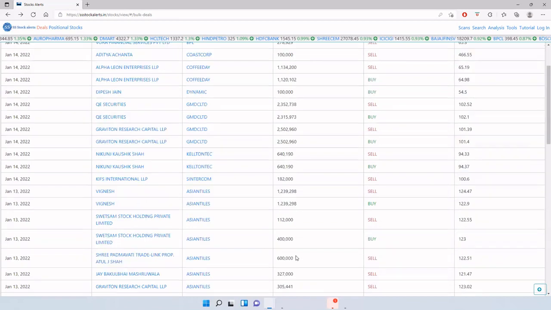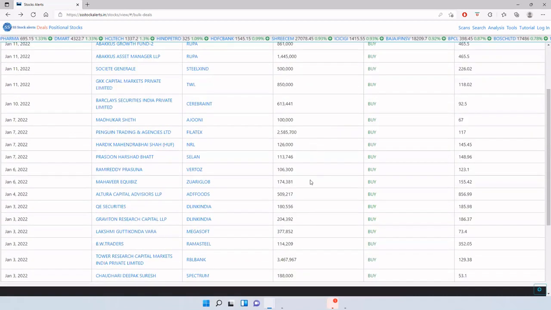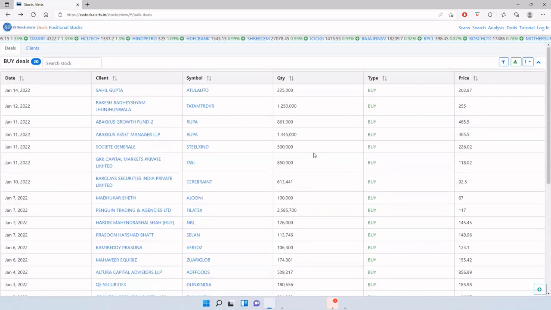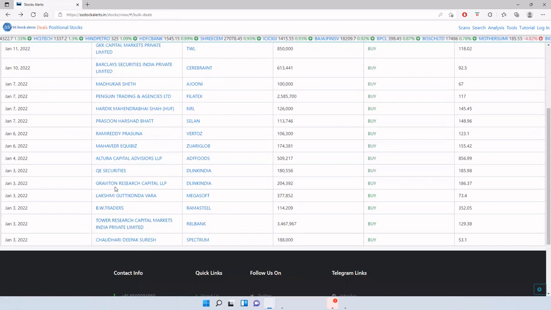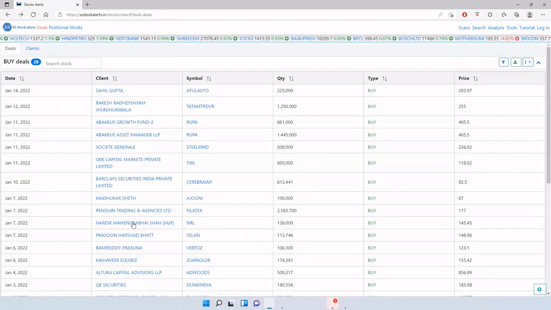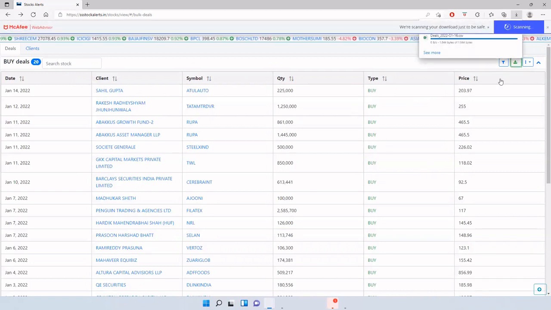And here you can go and look at buy only, so that you will know the stocks which earlier were 200, now it is 20. And from here you can look for the deals which are buying in a large quantity. So just look at the chart and take the position. And if you want to download this deals information for your reference, you can just click on download. So this page information, everything will be downloaded for you, and you can do further analysis from your end.